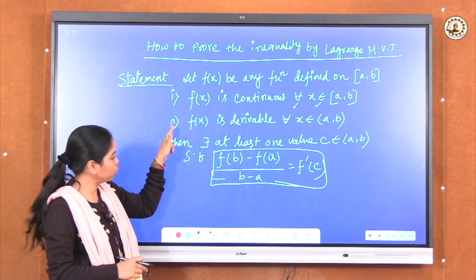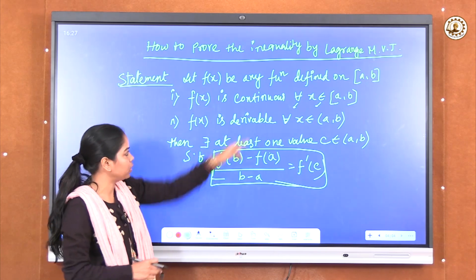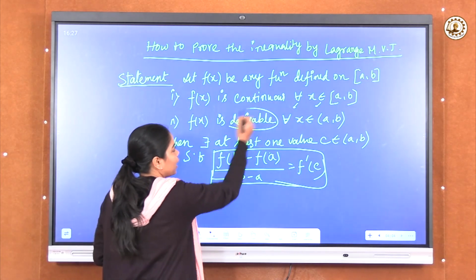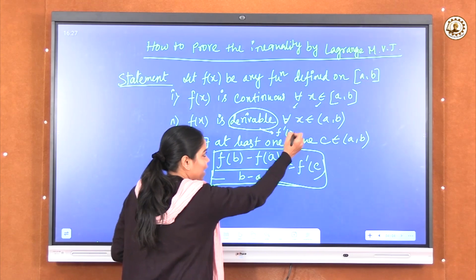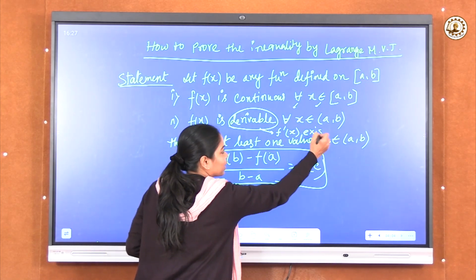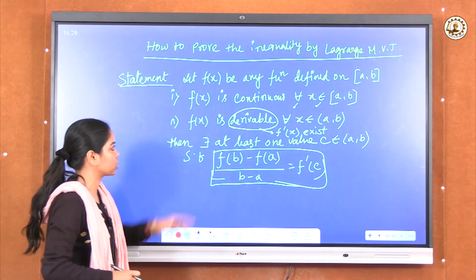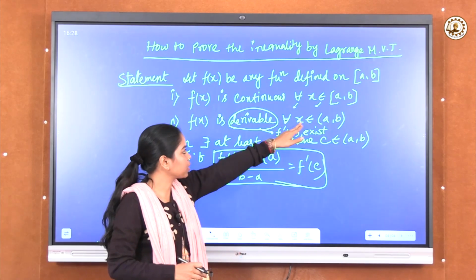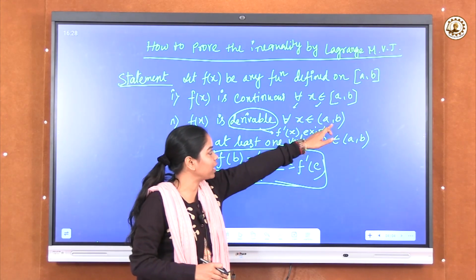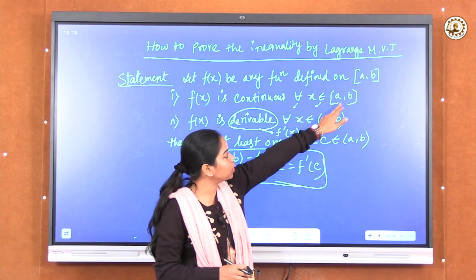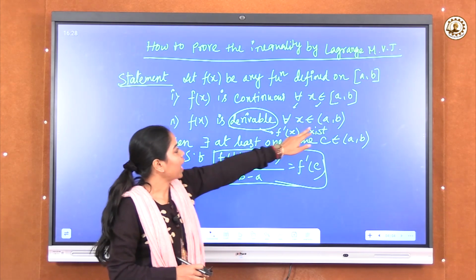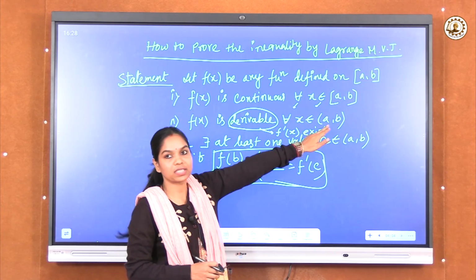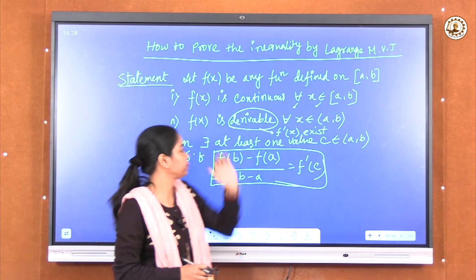Now statement number 2: f(x) is derivable. What is the meaning of this derivable? Derivable means the derivative f dash x exists. The derivative of f(x) will exist for all x belongs to open interval (a, b). You see, this third bracket of a comma b means closed interval a comma b, and first bracket of a comma b means open interval a comma b.